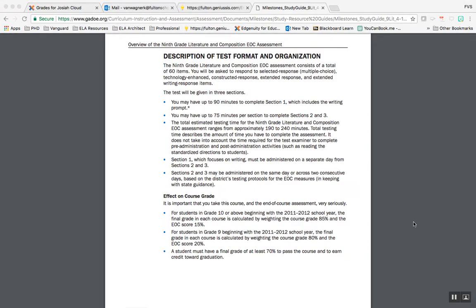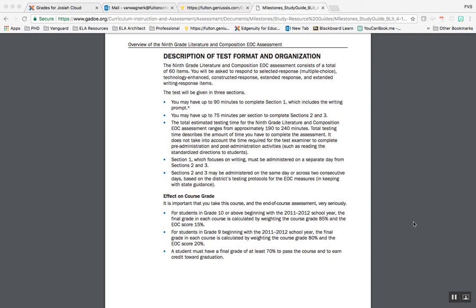Okay, one last bit. So you're going to be taking this test in two testing sessions. Section 1 is writing, and it has to be done on a different day. It's required to be done on a different day than sections 2 and 3, okay? So section 1 is writing. You have up to 90 minutes to complete section 1, and then you have 75 minutes per section to finish sections 2 and 3, okay? So sections 2 and 3 are definitely your multiple choice, and things like that.